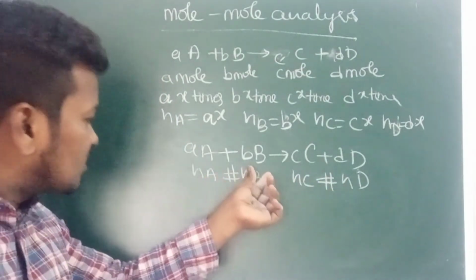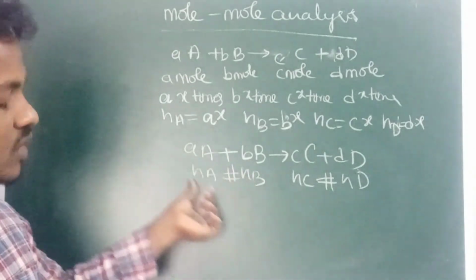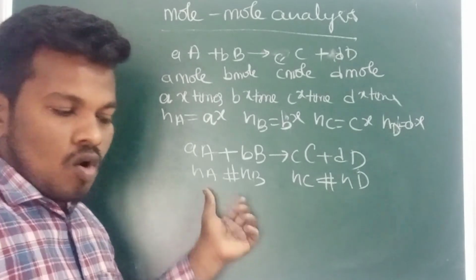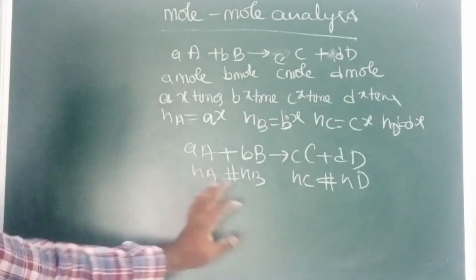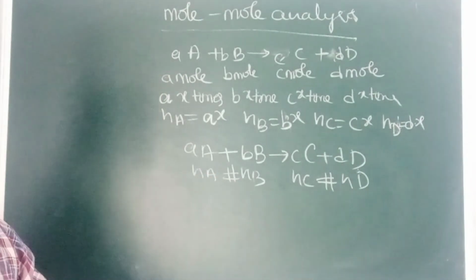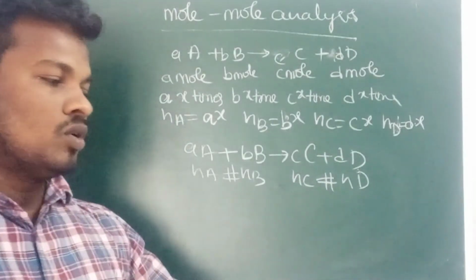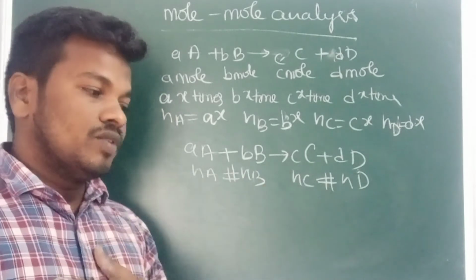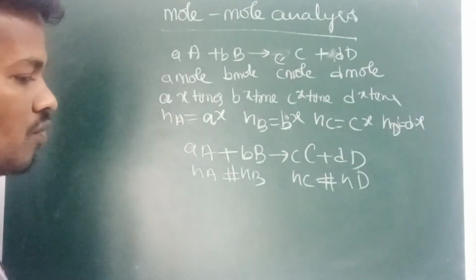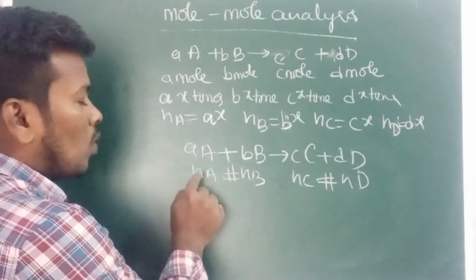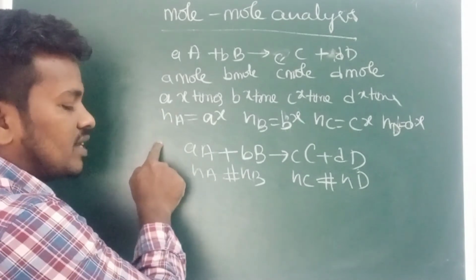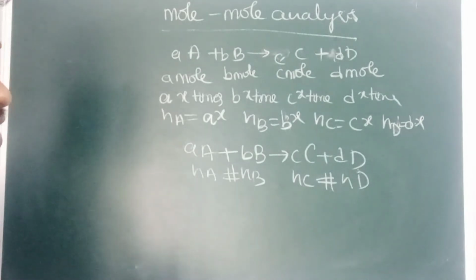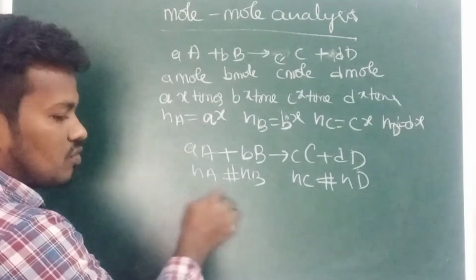The coefficients are different. Why? Because these coefficients are different. Whenever the coefficients are different, the number of moles of reactants A and B is different, and the number of moles of the products will also be different. But we can easily make them equal. How will you make them equal? Whatever the stoichiometric coefficient is, we have to divide by the stoichiometric coefficient. So now I want to equate these two.